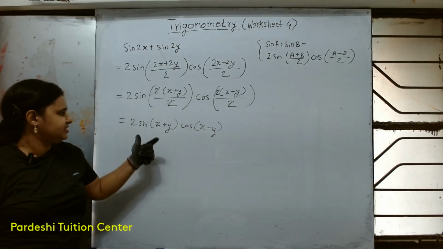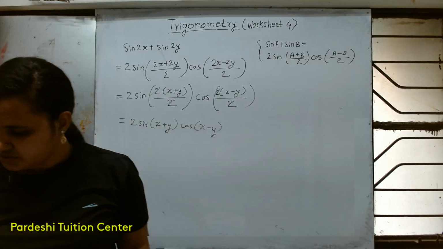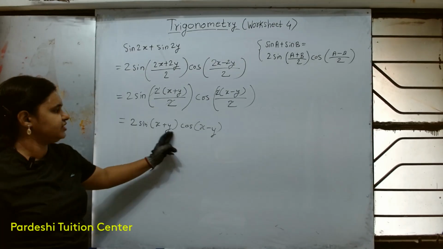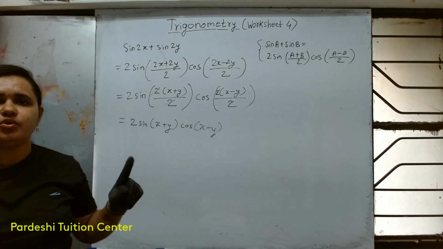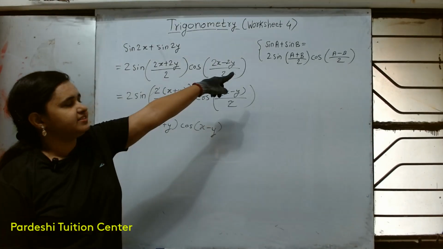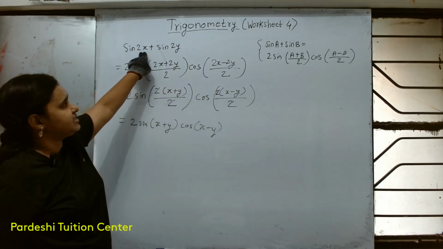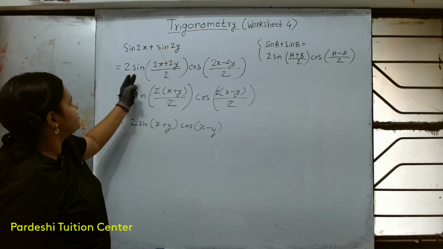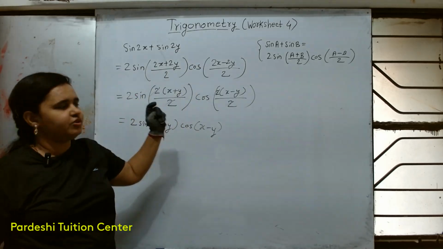So easy it was. The options are like that: 2 sin (x plus y) cos (x minus y) is option 1. We have just applied that formula, considering one as A and the other as B, and put in the values just like the formula.